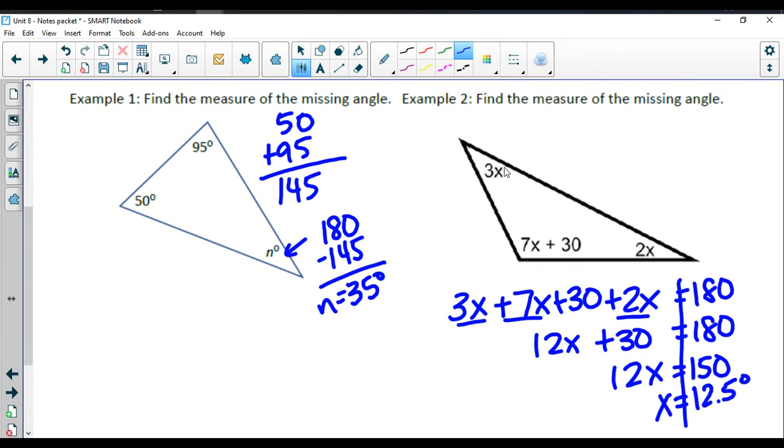So what we could do is plug that back in. If we did 12.5 times 3, this would be 37.5. This one would be 25 degrees, and 7x, 7 times 12.5 plus the 30, this one would be 117.5 degrees. So we could figure out all the missing angles here.